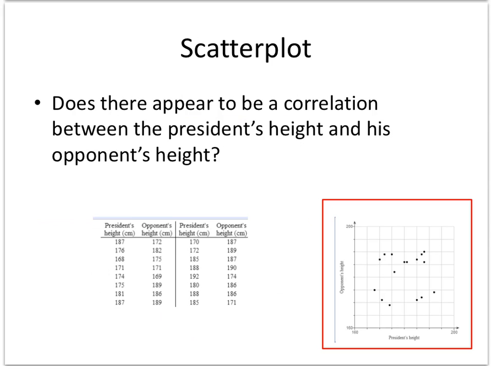It says, does there appear to be a correlation between the president's height and the opponent's height? When we have a correlation, you would see some kind of trend in the data. Here the data is all over the place. There's no general pattern with it.